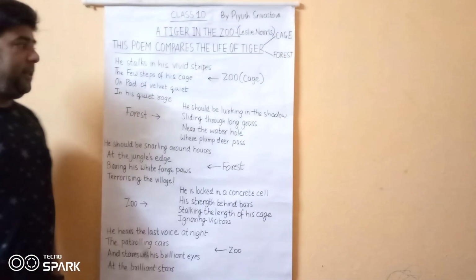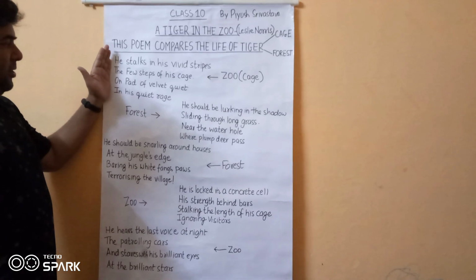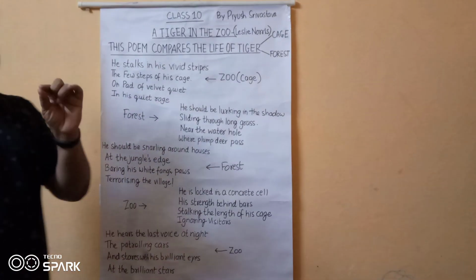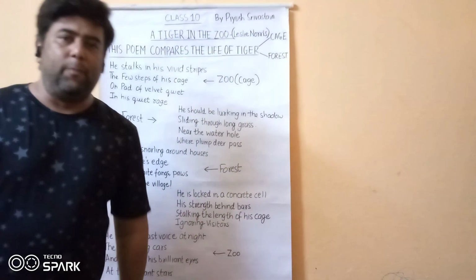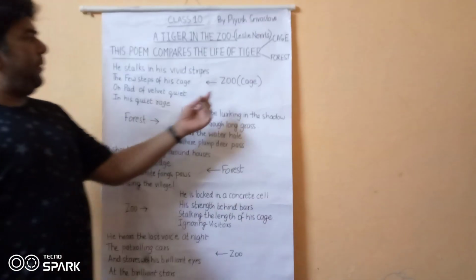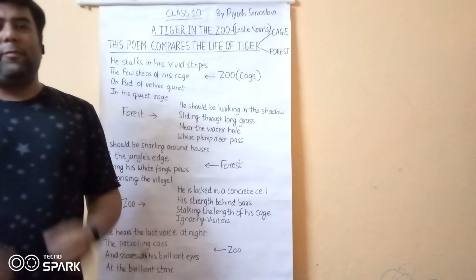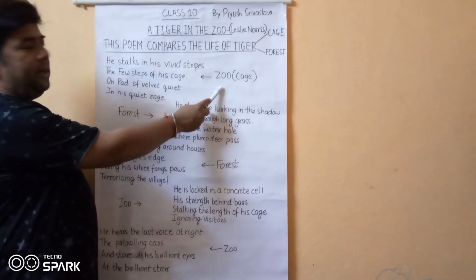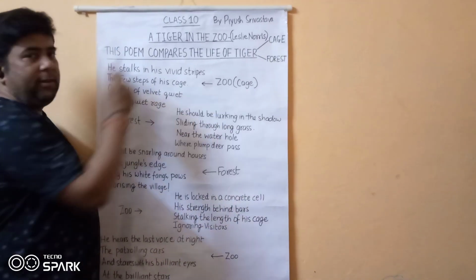So for your convenience, I have written the first stanza, second stanza, third stanza, fourth stanza, and fifth stanza. Each stanza talks about different places. So for your convenience, I have written which stanza is talking about which place. So the first stanza talks about when the tiger is in the zoo or he is in the cage.